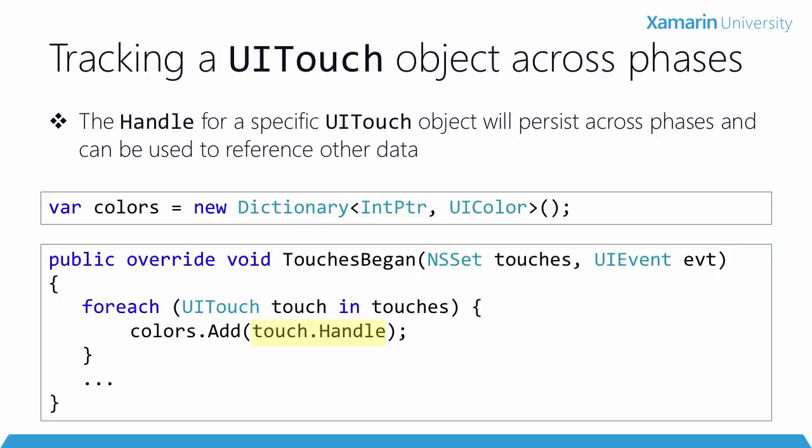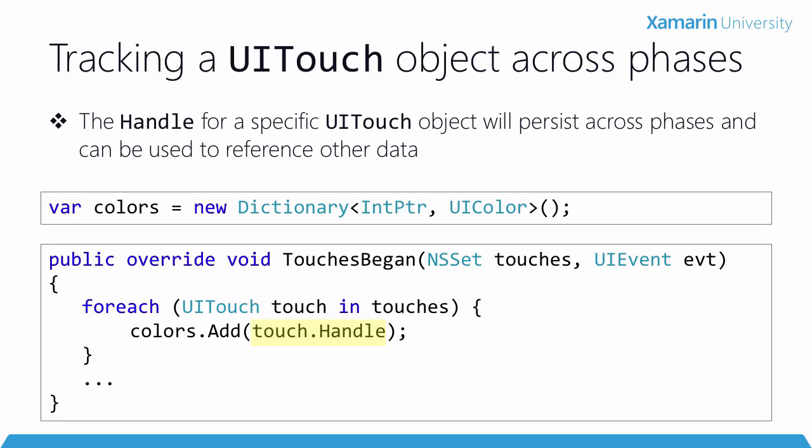Now, according to Apple documentation, a reference should not be held onto a UITouch object when handling touch events. So, how do we track a UITouch object between events? We know it's the same, but we need some way to identify it. And with that, we'll likely want to associate some type of other data with a specific finger. And so in Xamarin, we can use the Handle property.